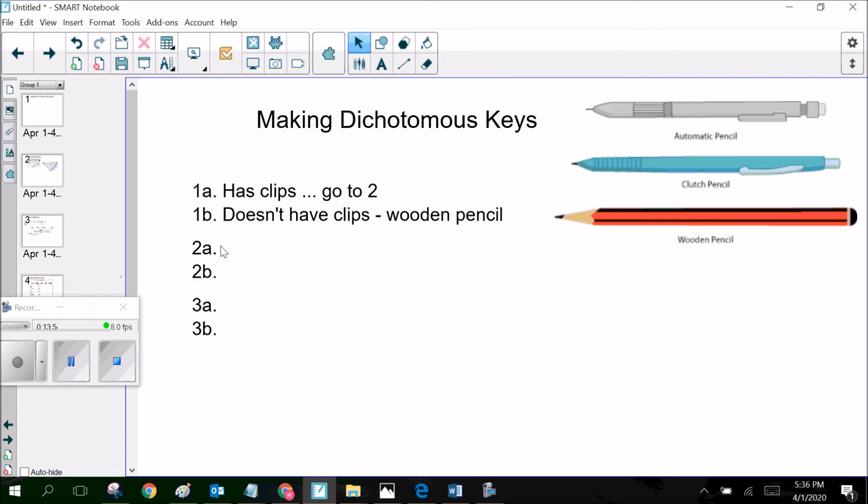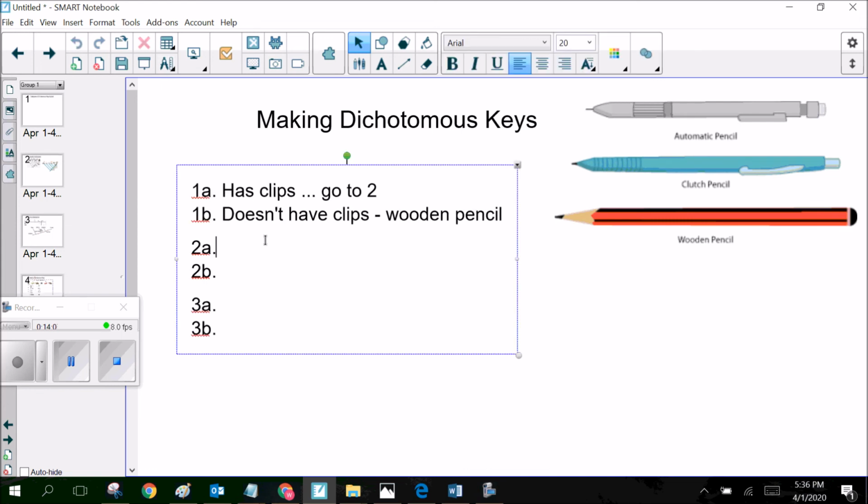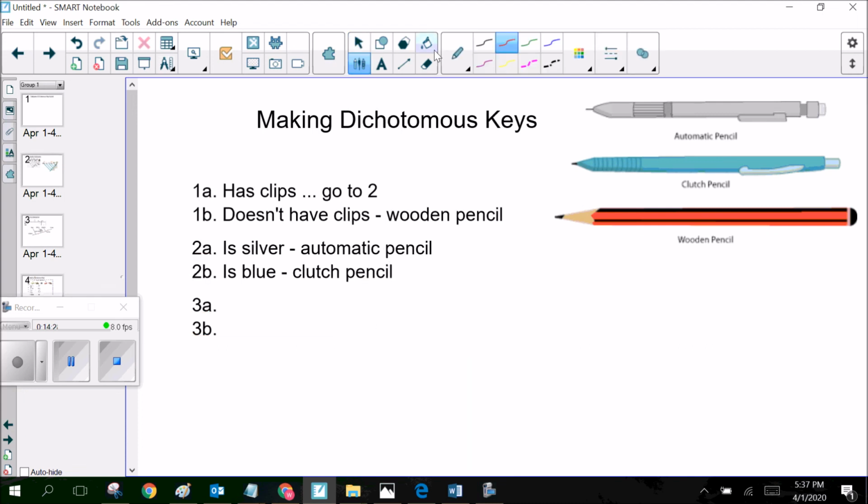Now I need to find a trait that can separate these two out. How about color? This one is blue and this one is silver. So over here, I could say for 2A, if it's silver, it is the automatic pencil. For 2B, if it's blue, I could say the clutch pencil. And you can see I don't even need the third option there.